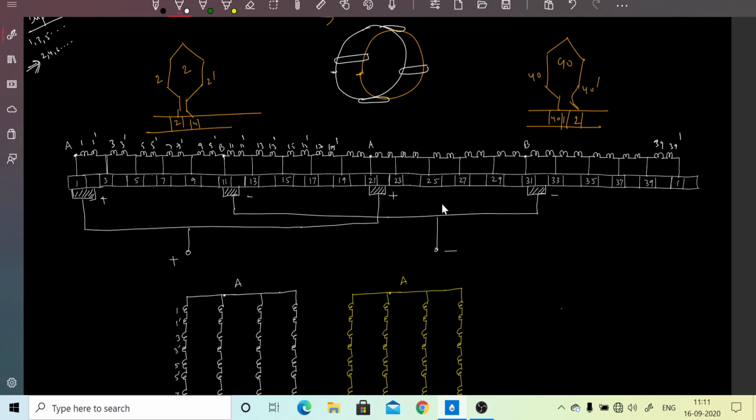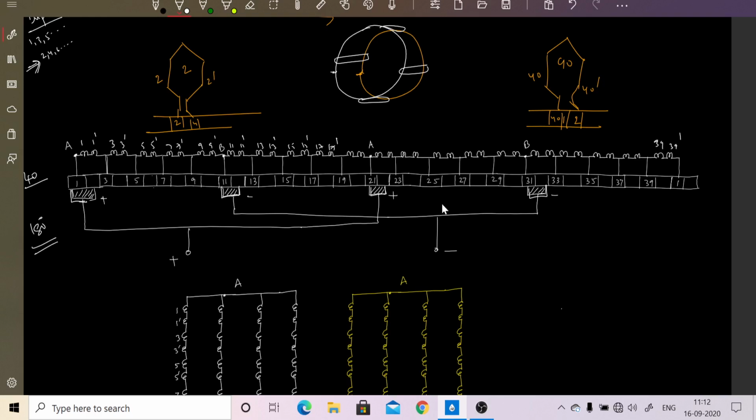Okay, this is one winding, and brushes are always placed 180 degrees electrically. So if the first brush is placed at 1, then the second brush will be, because we have 40 commutator segments, 1 plus 10, so it will be 11. So the second brush will be at 11, the third brush will be at 21, and the fourth brush will be at 31, and again repeat, the first brush will come to 1.